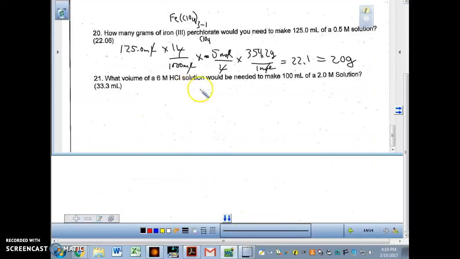What volume of a 6 molar solution would be needed to make 100 milliliters of a 2 molar solution? So this is going to be our good old dilution problem. So M1V1 equals M2V2. In this case, this is more concentrated than this. So this is our dilute solution, and this is our concentrated solution.